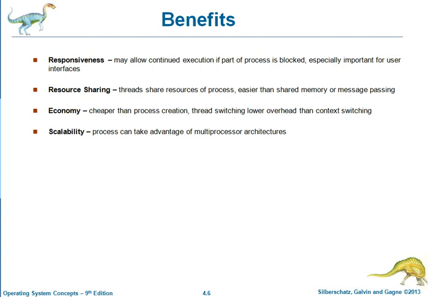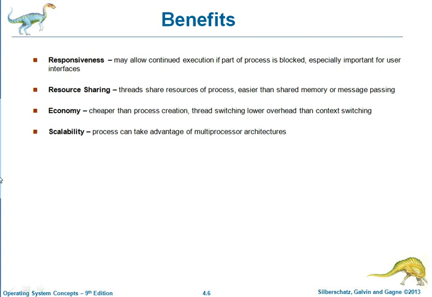We have the benefits of multi-threading. These are broken into four categories: responsiveness, resource sharing, economy, and scalability. By responsiveness, multi-threading is considered for active or interactive applications. It may allow a program to continue running even if part of it is blocked or is performing a lengthy operation, thereby increasing responsiveness to the user.